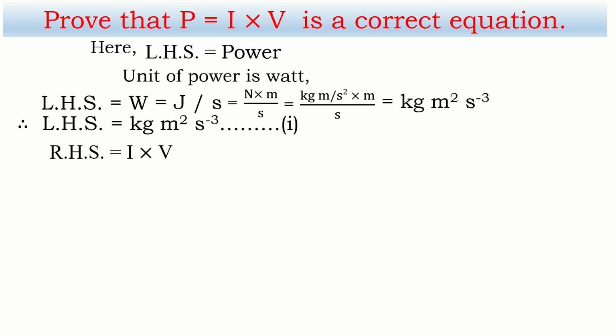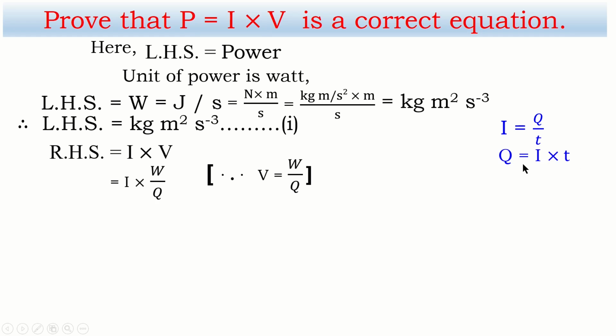Now right hand side, I into V, current into voltage. I is same but V is W by Q, work done by charge, because V equal to W by Q. But here I want to say something. I is equal to Q by T, rate of flow of charge, and Q equal to I into T. So I want to replace this Q with I into T because the unit of charge is coulomb and coulomb is not a fundamental unit. That's why I want to replace it with these two physical quantities. I can write I into W by I into T, and I cancel. We'll have now W by T only.